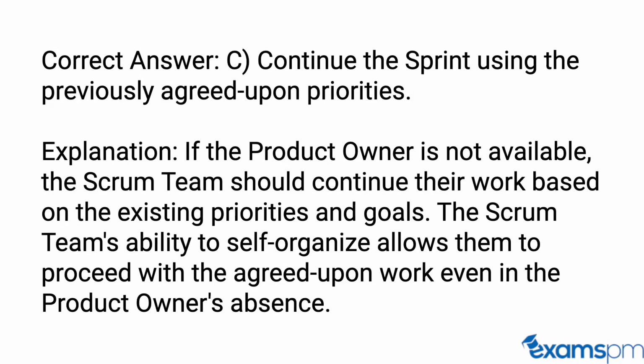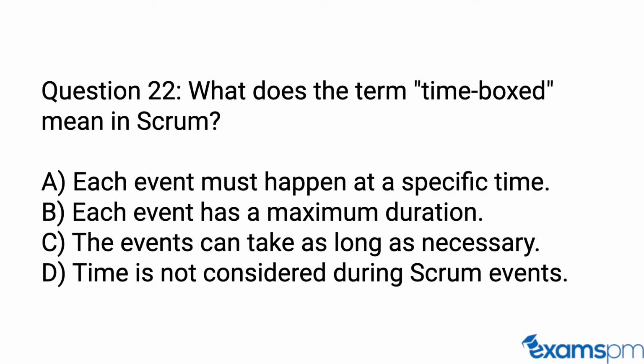Correct answer. C. Continue the sprint using the previously agreed upon priorities. Explanation. If the product owner is not available, the Scrum team should continue their work based on the existing priorities and goals. The Scrum team's ability to self-organize allows them to proceed with the agreed-upon work even in the product owner's absence. Question 22. What does the term time-boxed mean in Scrum?